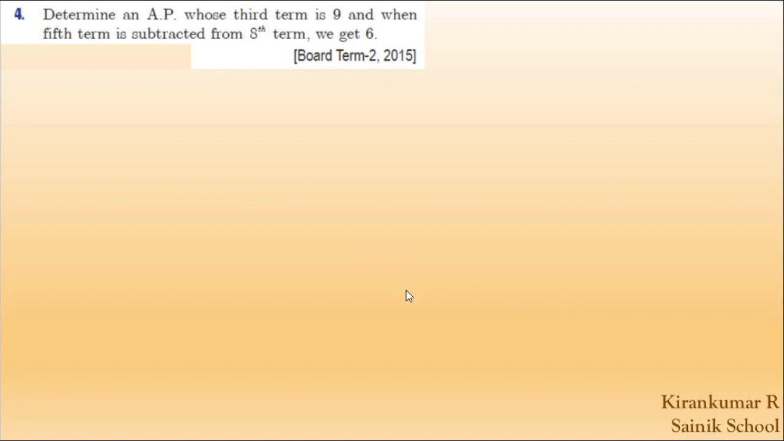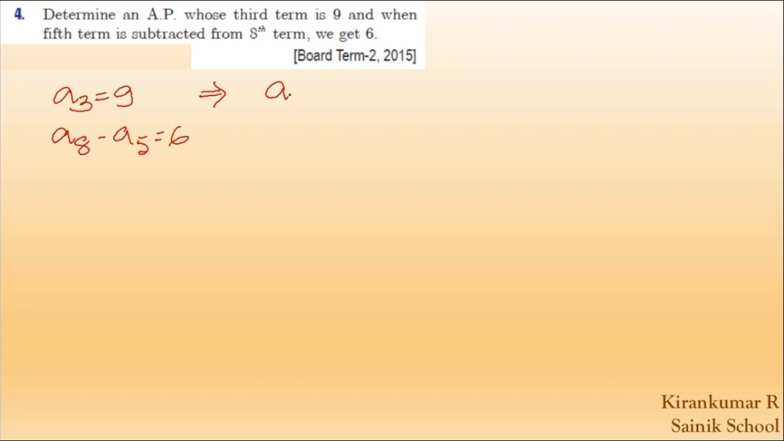Hello students, let's continue the session on revision of arithmetic progression. We shall start with question number 4 onwards. Determine an arithmetic progression whose third term is 9, so A3 is 9, and when the fifth term is subtracted from the eighth term, we get 6. Fifth term subtracted from the eighth term, so A8 minus A5 equals positive 6.